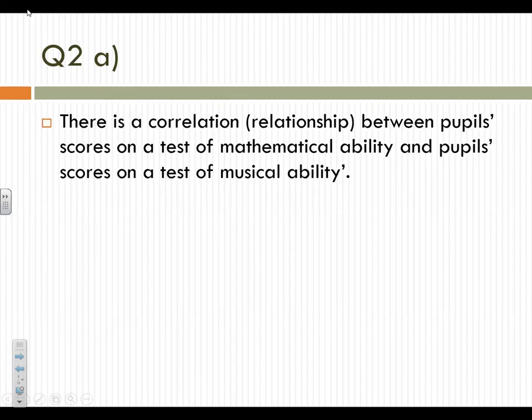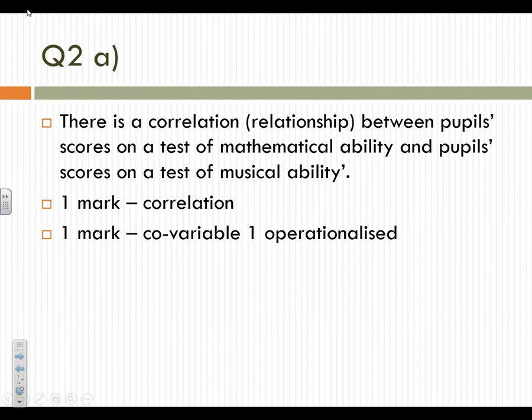There is a correlation or relationship between pupil scores on a test of mathematical ability and pupil scores on a test of musical ability. Hopefully you've got all the marks here. 1 mark for identifying it's a correlation and using the word correlation or relationship. 1 mark for operationalising covariable 1, which in this case would be the scores on a maths test. And 1 mark for operationalising covariable 2, which is scores on a test of musical ability.